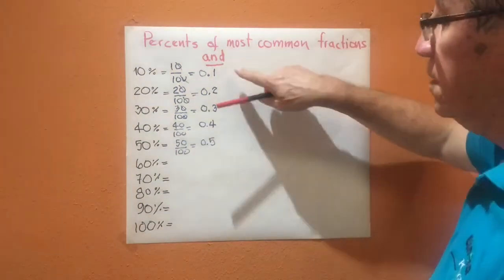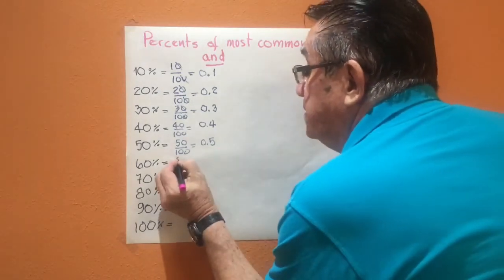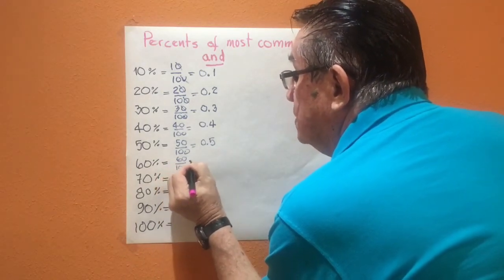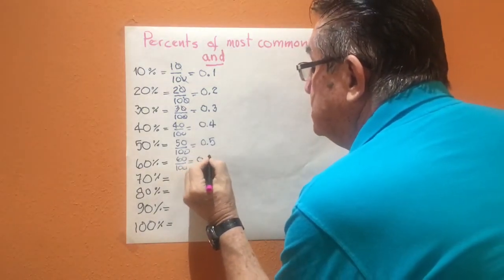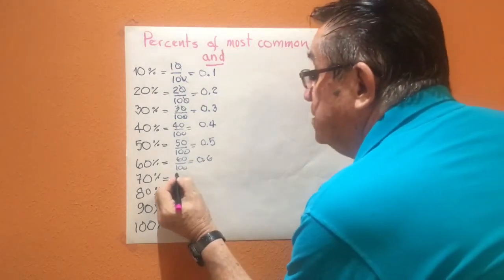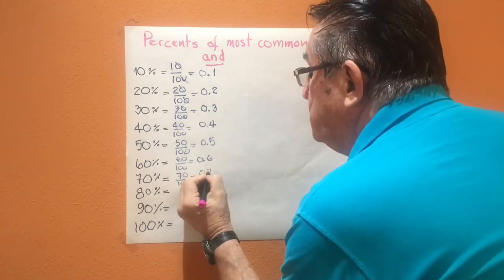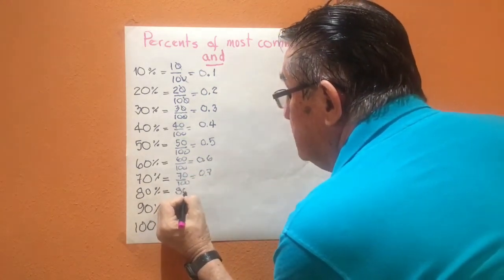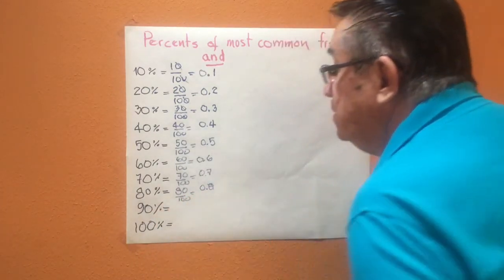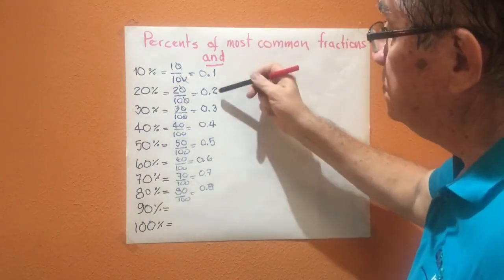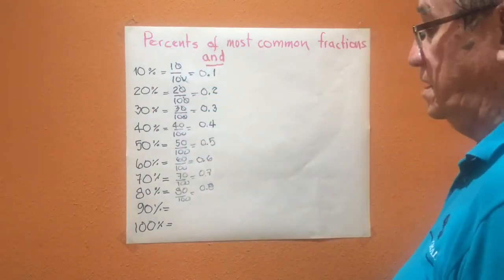Have you noticed we are going 0.1, 0.2, 0.3, 0.4, 0.5. How about 60%? 60% is going to be the division of 60 by 100. And if you do this division, this is going to be 0.6. And 70% is 70 divided by 100, which will be 0.7. How about 80%? 80 divided by 100 is 0.8. Have you noticed? It depends on how much the percentage is.